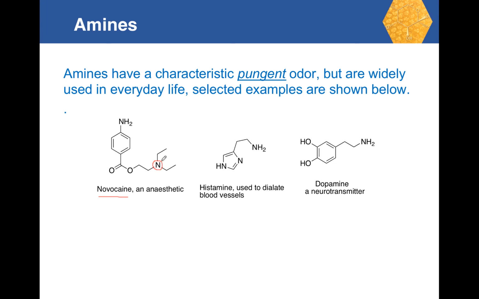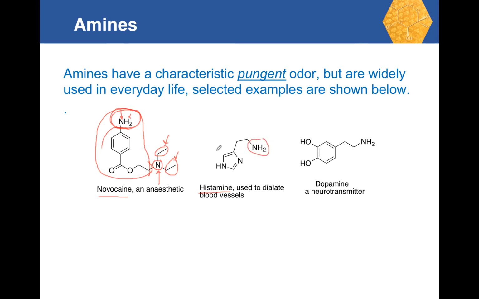Here's a nitrogen, and it's bonded to 3 groups. So that's 1, 2, and all of this is a third group, so this is a tertiary amine. Here is another amine here. Notice that this nitrogen is bonded to 2 hydrogens and a group here, so therefore that is a primary amine. Histamine, here's the amine, and that's a primary amine.